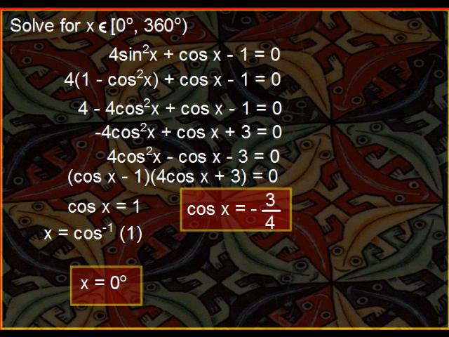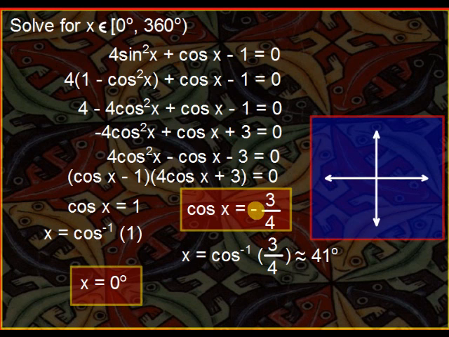Turning our attention to negative 3/4, what we want to do is get the arc cosine of positive 3/4. And we do this only because we want the reference angle. If you punch that into your calculator, you get approximately 41 degrees. Now, the thing to consider is this: where's the cosine negative? Well, the cosine is negative in quadrants 2 and 3, so those are what we're interested in.